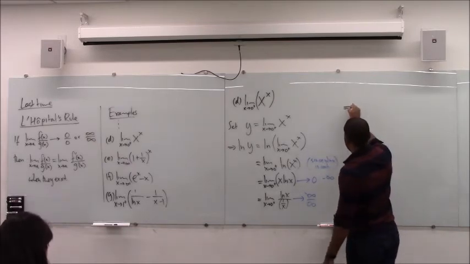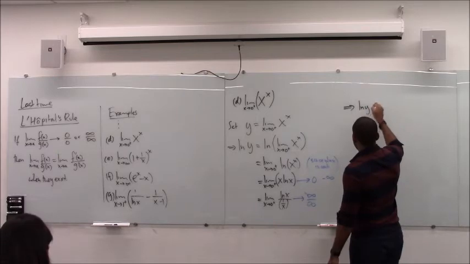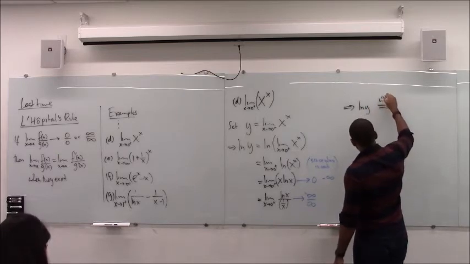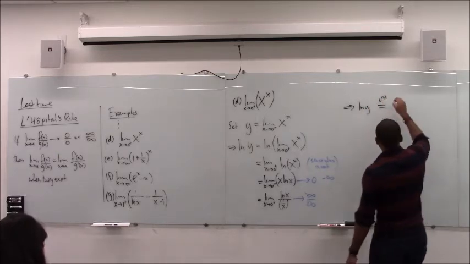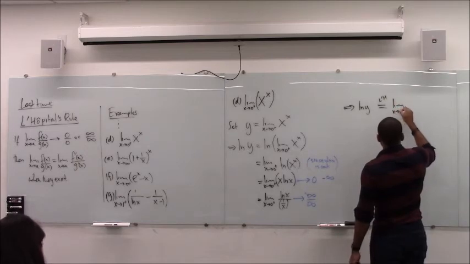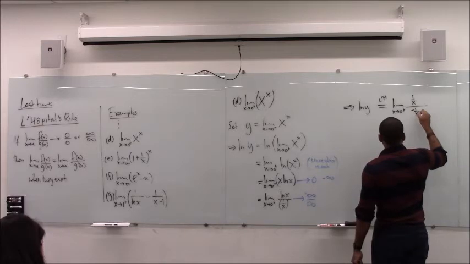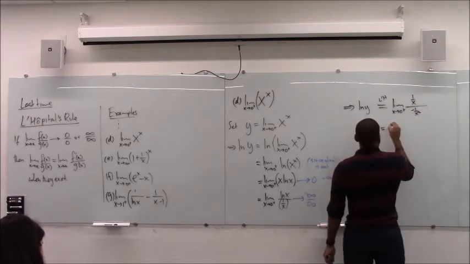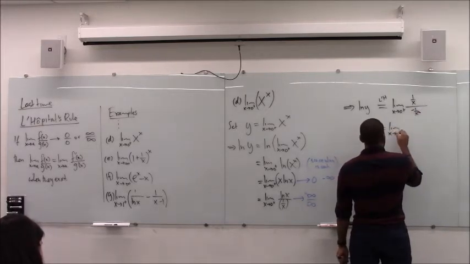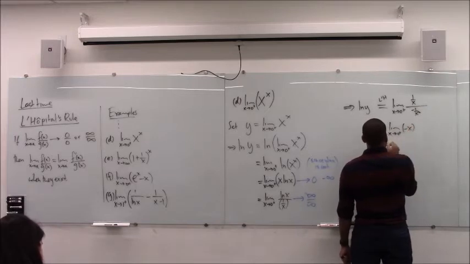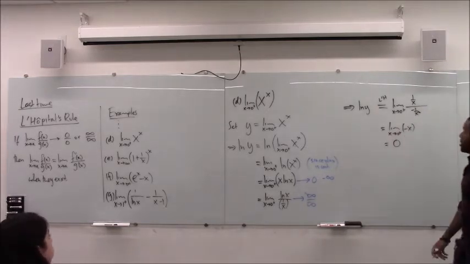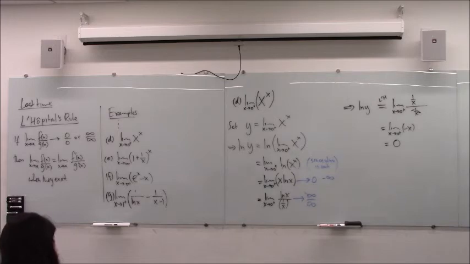So this implies that my ln of y is going to be equal, by L'Hopital's rule, to the limit that is obtained when I differentiate the ln and I differentiate the 1 over x. This is equal to, just simplifying here, minus x, which we now know is 0. So the original limit is 0.